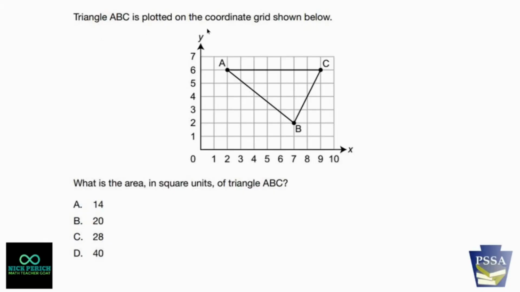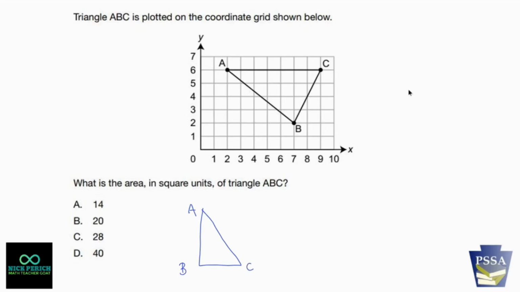Triangle ABC is plotted on the coordinate grid shown below. What is the area in square units of triangle ABC? Now you're looking at this and saying, I can't do this. I want to be able to view this like this, where A is at the very tippy top and B is right there and C is there.